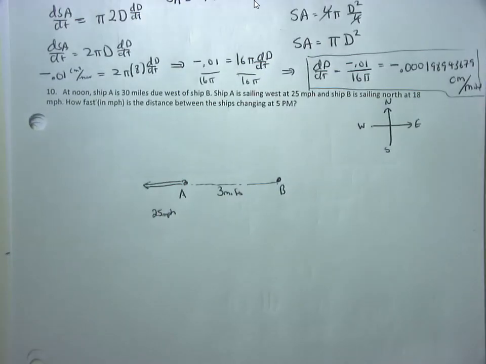What's that? Yeah, but nautical miles per hour would frustrate people. So we'll just call it miles per hour. All right. Ship B is sailing north at 18 miles per hour.